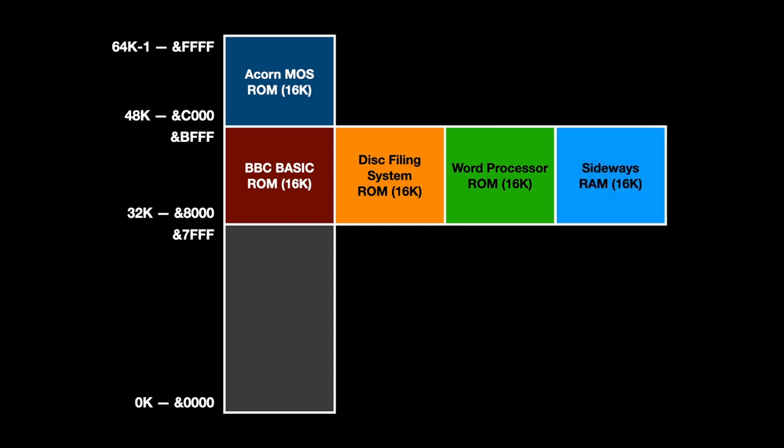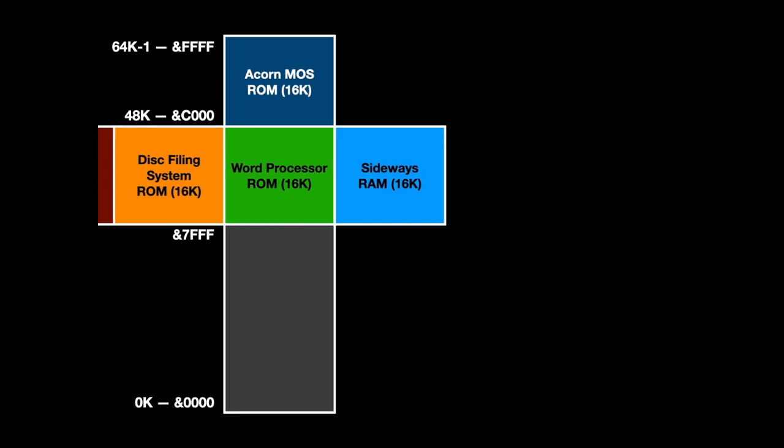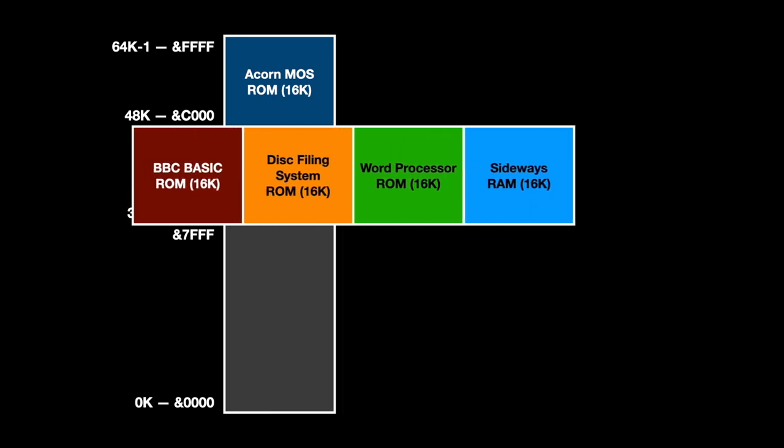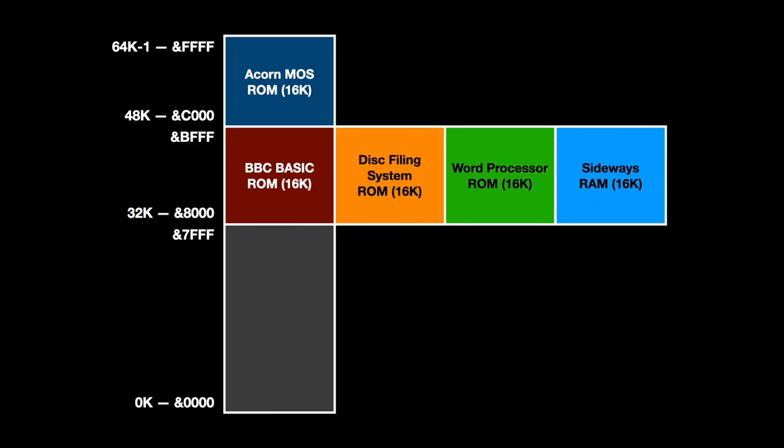And, as well as ROM, some of these pages can be extra RAM. The MOS, as well as user programs, can control this hardware to change which bank is available at any particular time, rather like pages in a book. It now should be obvious why it's called sideways ROM and RAM.